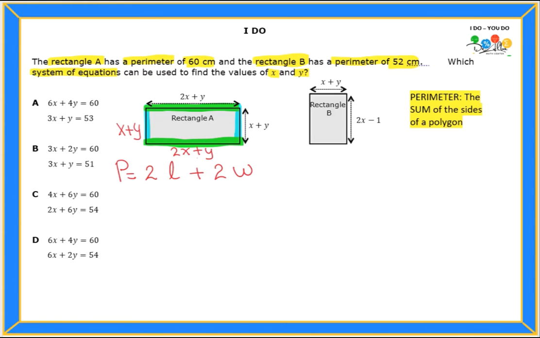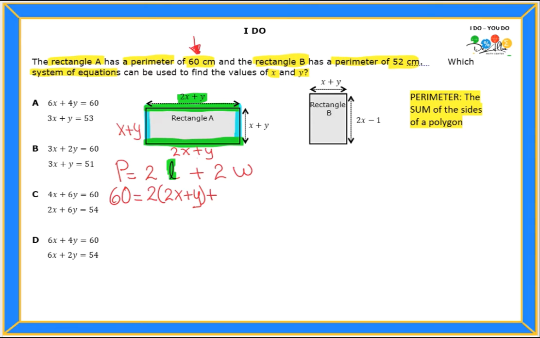So I need to replace some values. For example, what is P? P stands for perimeter. And luckily for us, we do know the perimeter for rectangle A. It's actually 60, right? So we can replace P with 60 and then move on to the rest of the formula. Length. What's my length? The length is 2x plus y. Therefore, I am going to replace L with 2x plus y.